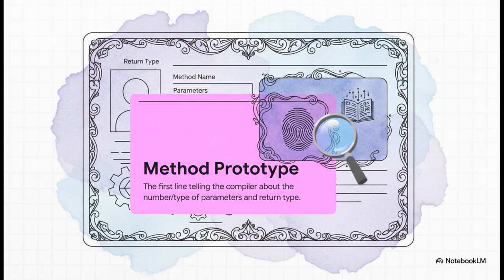It's the grand introduction to the compiler, telling it the return type, the method's name, and what data it takes in. The method's signature, however, is a much smaller, very specific piece of that prototype. It refers strictly to the list of parameters and their data types. Think of the prototype as the entire ID card, while the signature is just the unique fingerprint.